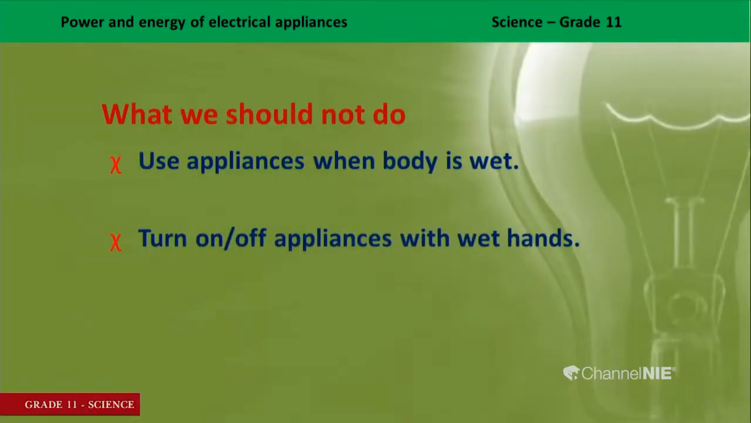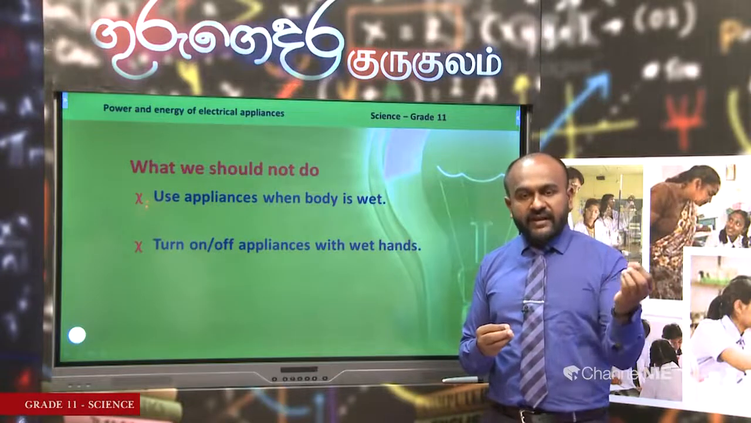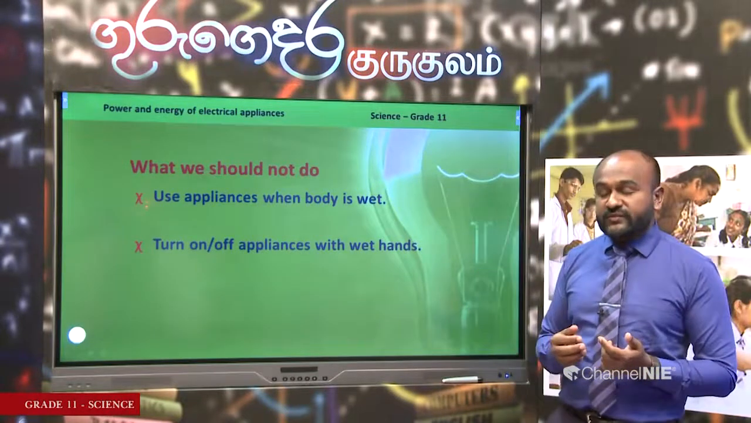Turn off appliances with wet hands. Again, wet means water. So, if you are going to turn on or turn off appliances using wet hands, then there is a possibility that we get an electric shock. So, we should not do this.